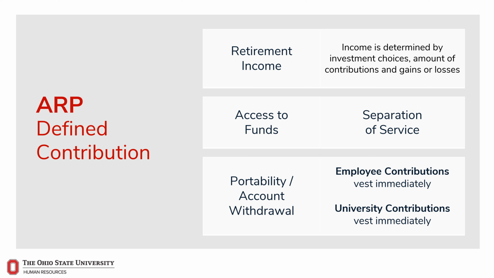Your retirement income is determined by the performance of the investment choices you select, the amount of contributions deposited to your account, and the payment option you choose at the time of retirement. You are eligible to access your funds from the ARP at separation of service. Early withdrawal penalties will apply if distribution occurs prior to age 59 and a half. Your contributions are portable. Employee and employer contributions are 100% vested immediately.